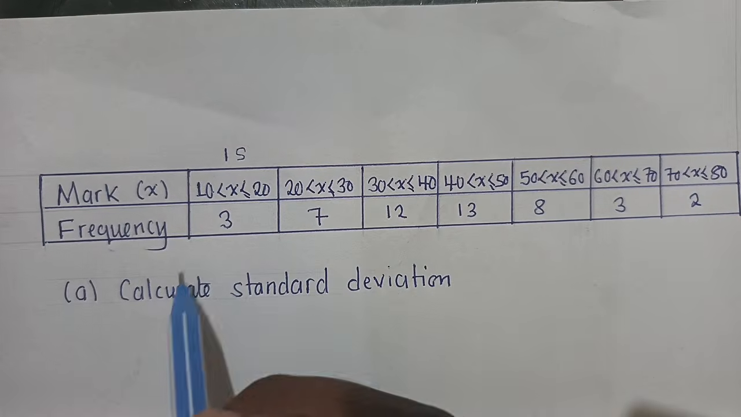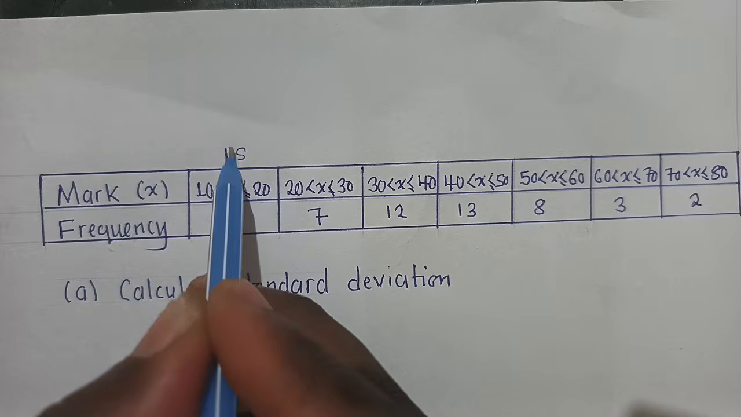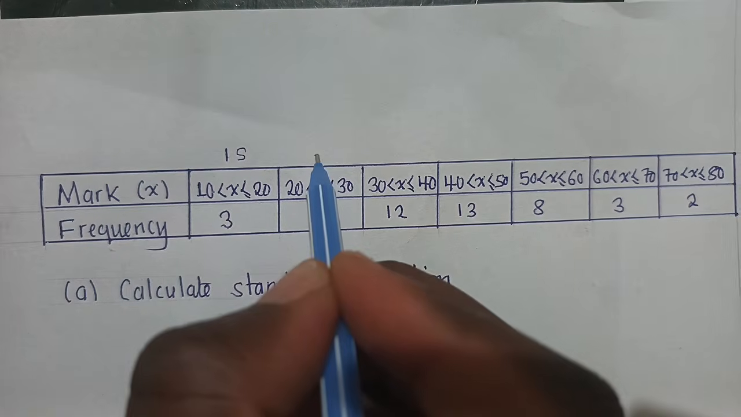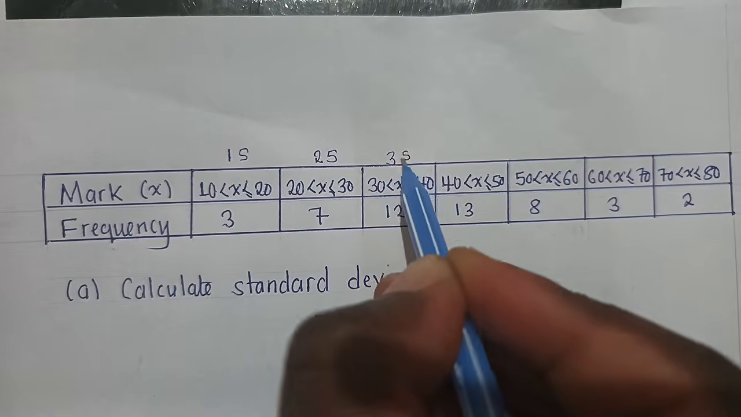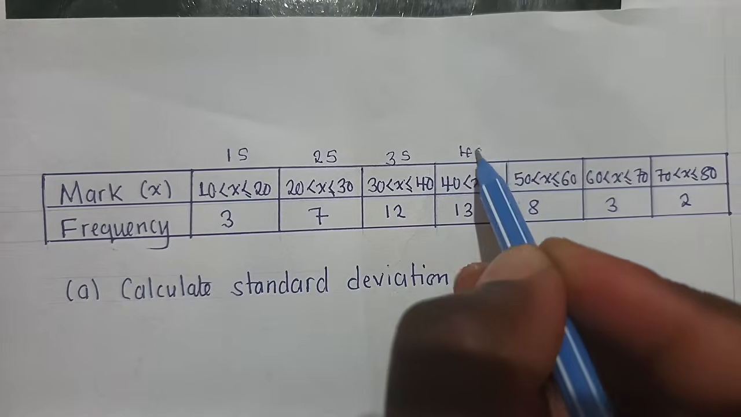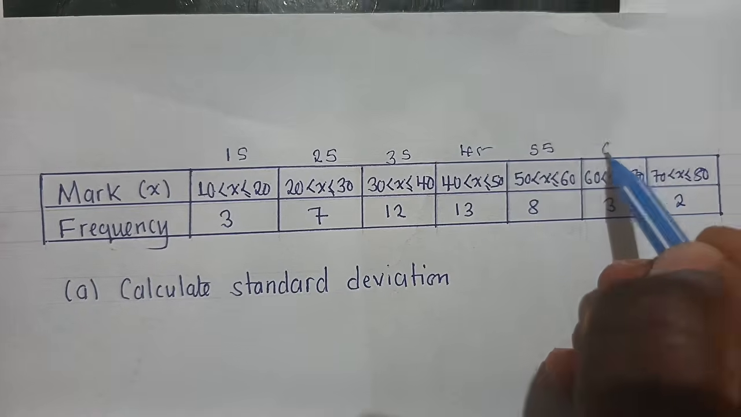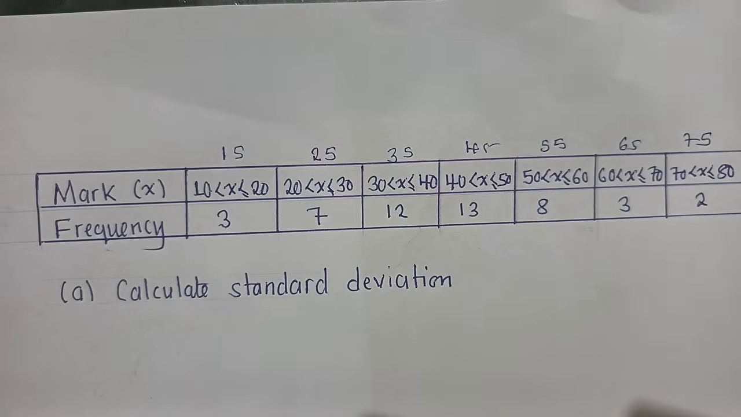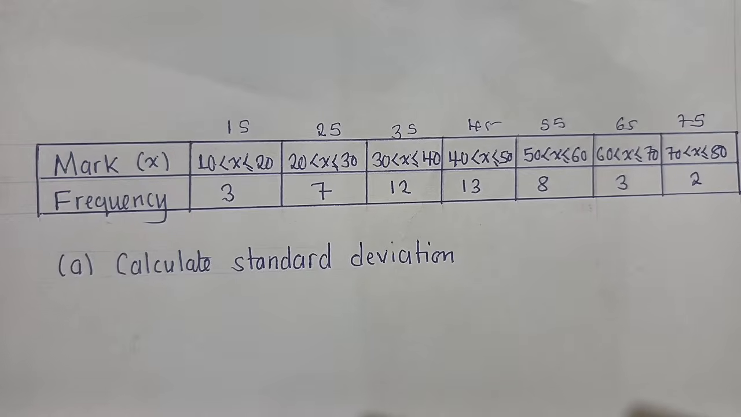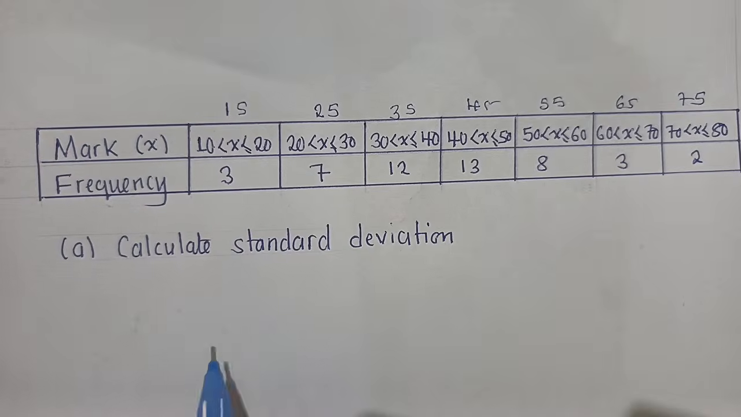In other words, get this number plus this number. So 10 plus 20, we're getting 30. 30 divided by 2 is giving us 15. The same here, it's 25. Here, it's 35. Here, it's 45. You can see the pattern. Here, 65 and 75. That's the first thing.